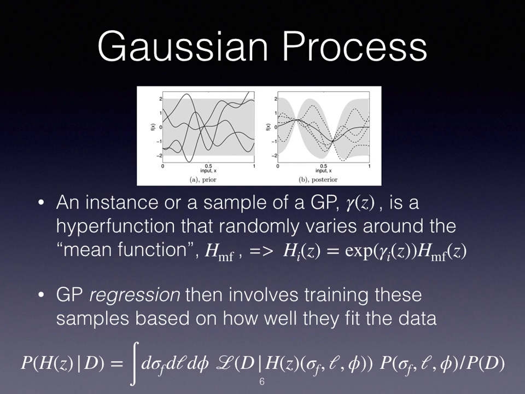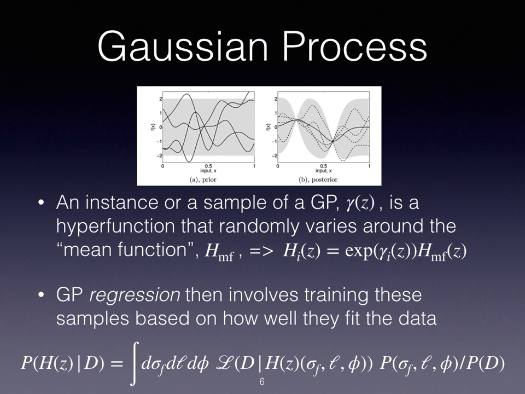We can summarize the methodology up to this point via Bayes' theorem, where the posterior of h of z given the data is the product of the likelihood of the data given the expansion history times the GP prior divided by the evidence. Here we integrate out phi GP, which is the family of hyperfunctions drawn from the GP.